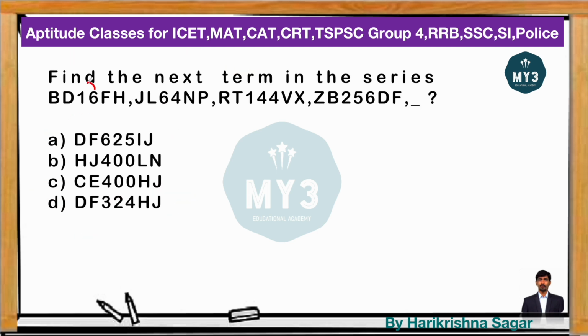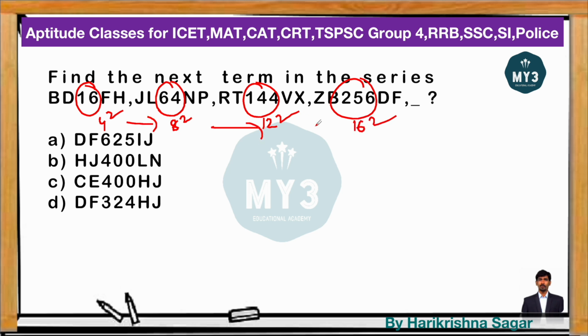So let's look at this one. If you look at the numbers here, 16, 64, 144, 256. What are these numbers? 4 square, 8 square, 12 square, 16 square. There is an increase of 4, 4, 4. So next one will be 16 plus 4, 20 square. What is 20 square? 400. So your answer choice must have the middle number as 400. So answer can be either B or C.